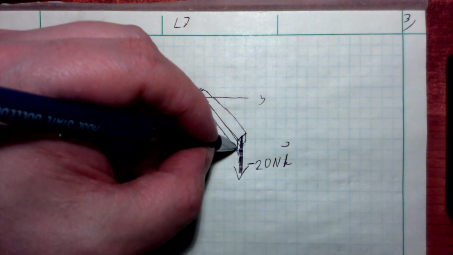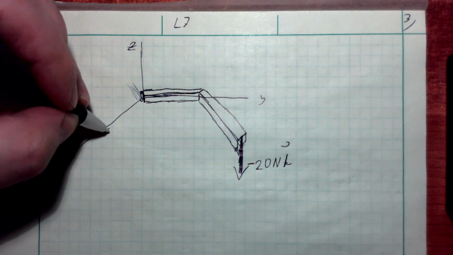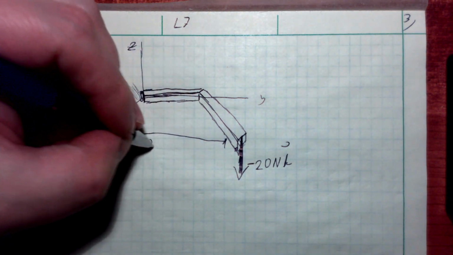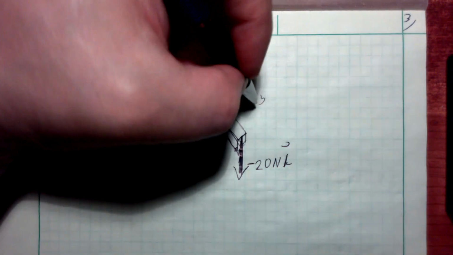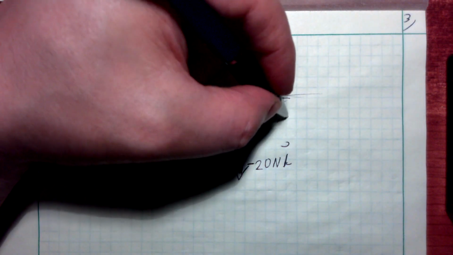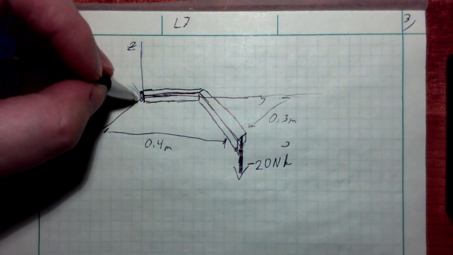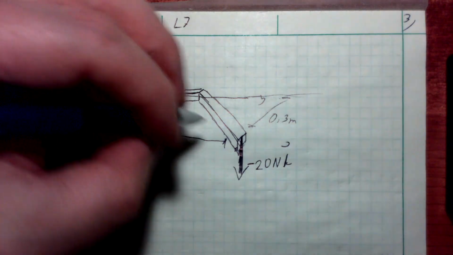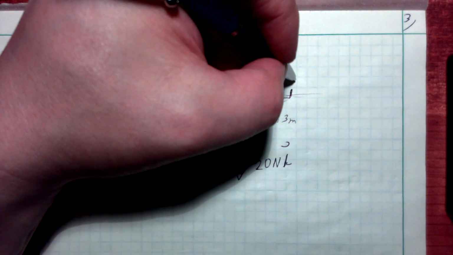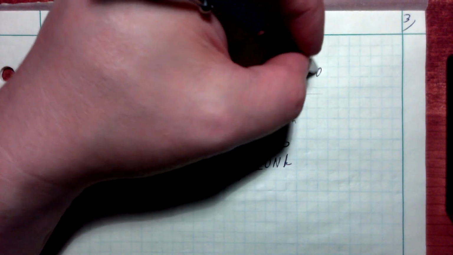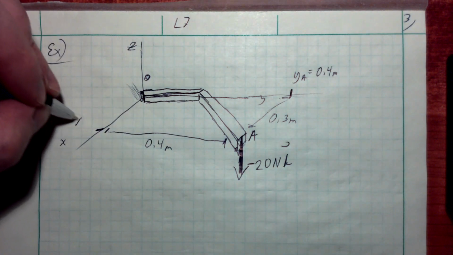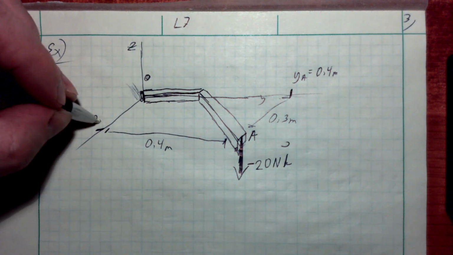Now this point, again, it's in the xy plane, so you've got a distance here along the y-axis of 0.4 meters, and then the distance in the x direction is 0.3 meters. So if we call this the origin, and if we call this point A out at the very edge here, the y value for A is going to be 0.4 meters positive, and the x value for A is going to be 0.3 meters.